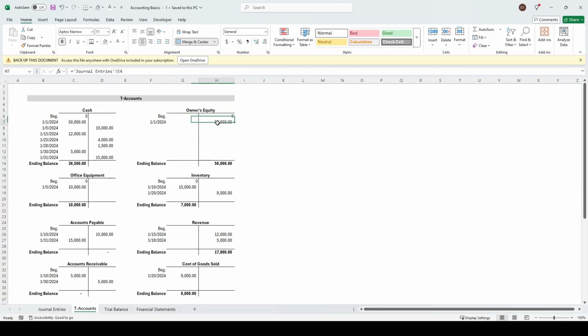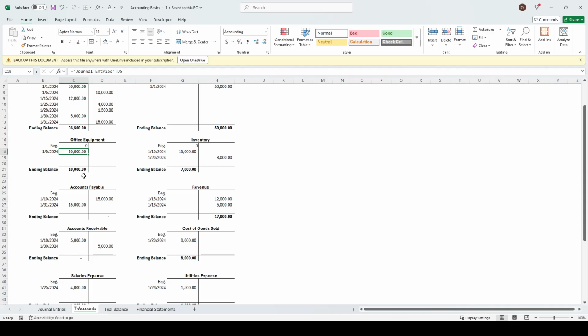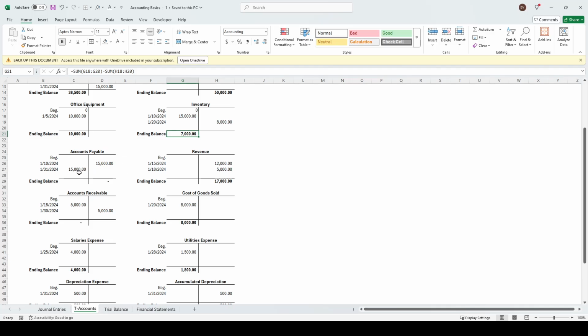Same with owner's equity. We had a $50,000 equity contribution from the owner. If you recall, the business purchased $10,000 of office equipment. Here we have a $15,000 increase in inventory that was purchased, but if you recall, we also sold some of that inventory off, which shows a decrease of $8,000 and then an ending balance of $7,000. For accounts payable, it looks like we owed some vendors in the amount of $15,000, but later that month we went ahead and paid off those vendors, so we ended the month with $0 in accounts payable.